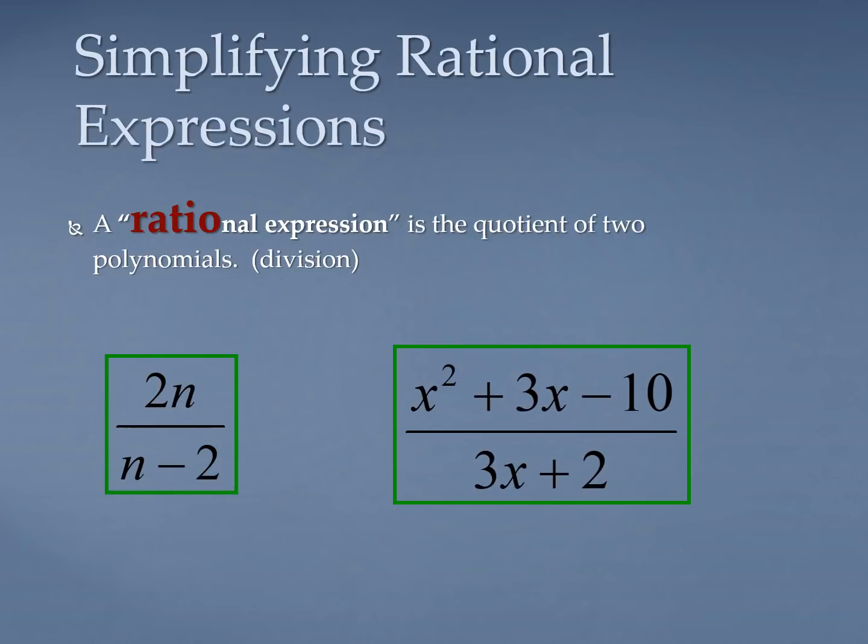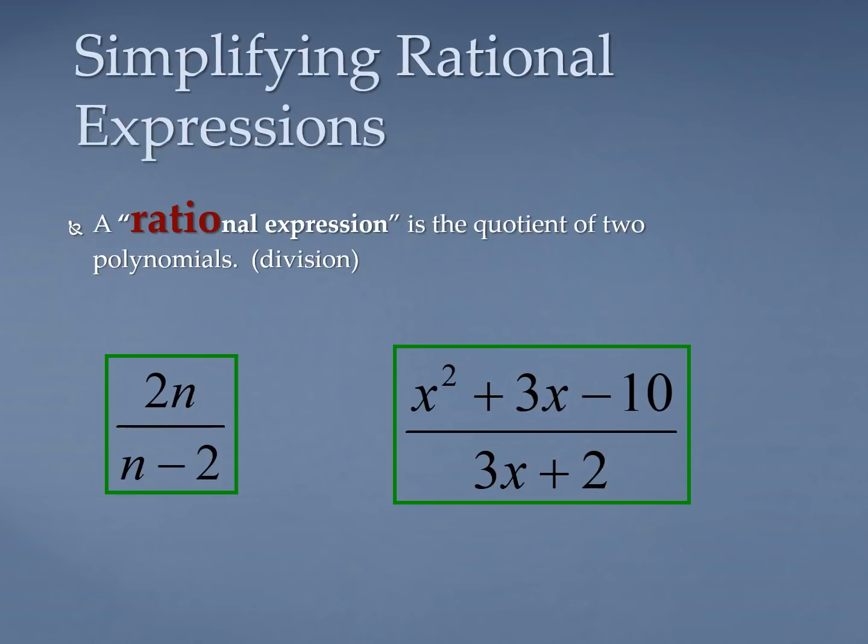So here are two examples of rational expressions. The first one is 2n over n minus 2. The second one is x squared plus 3x minus 10 over 3x plus 2. Quotient, basically, we're just going to say that means a fraction. And polynomials, you really don't need to know the definition of a polynomial, but basically what it means is all of your exponents on your variables are whole numbers. Whole numbers are numbers like 0, 1, 2, 3, 4, etc.